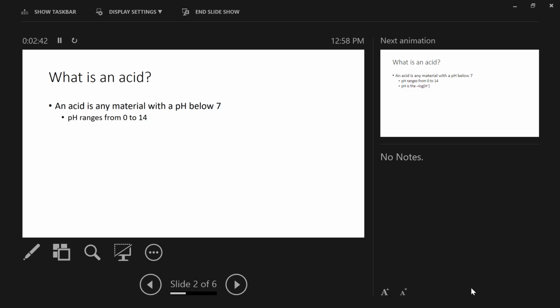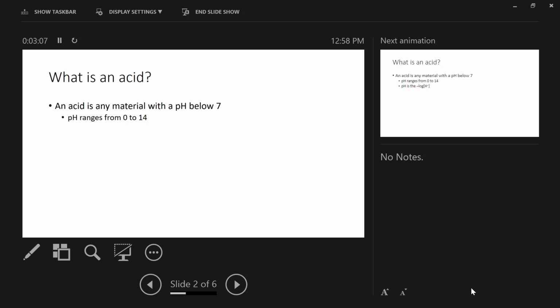And you might be thinking, well, what about if it's exactly 7? Because it doesn't say less than or equal to. This is a pH of less than 7. So there's really only one place on this scale where you're neither an acid nor a base, and that's if your pH is 7. Anything else is either an acid or a base. And you're like, okay, so this is starting to shape up. I maybe have a picture of what's going on here.